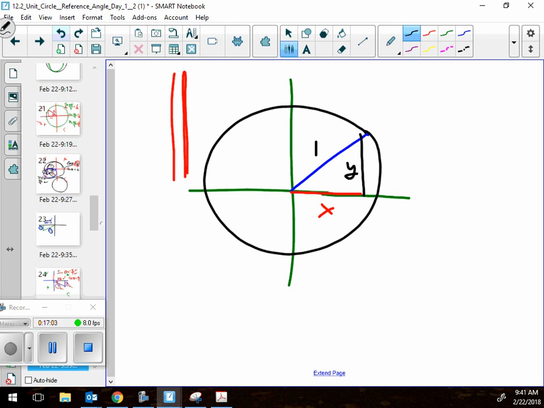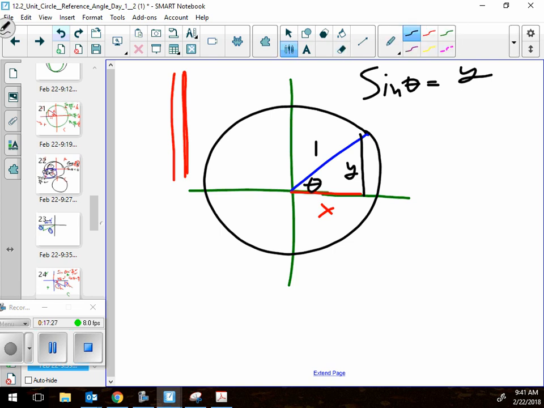Then what is the definition of the sine of this angle? Which one was that? Which letter was that? Sine is y. Sine of that angle is the y of it. It's the height of it. Why? Because it's opposite over hypotenuse, right? Opposite is y, over hypotenuse is 1. Y over 1 is just 1. So sine is y.